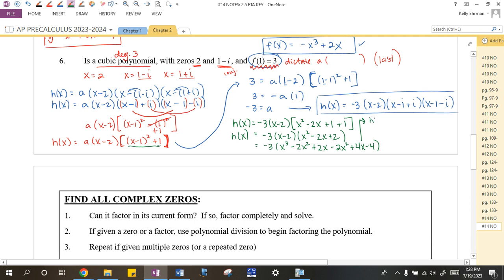So h of x equals, we're going to have negative 3x cubed. Let's see if I can handle keeping track of this math here. Negative 3x cubed. And then for the x squareds, we have minus 4x squared times negative 3, so plus 12x squared. For the x's, we have 6x times negative 3, so minus 18x. And for the 4, that's negative 4 times negative 3, which is going to be plus 12.